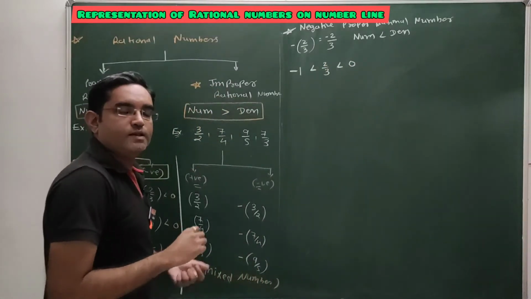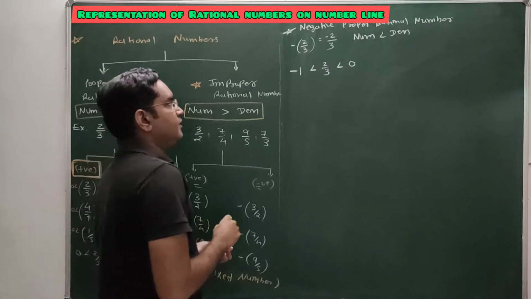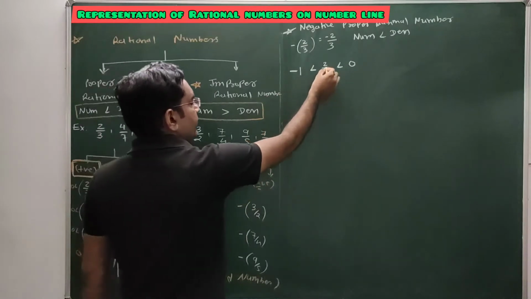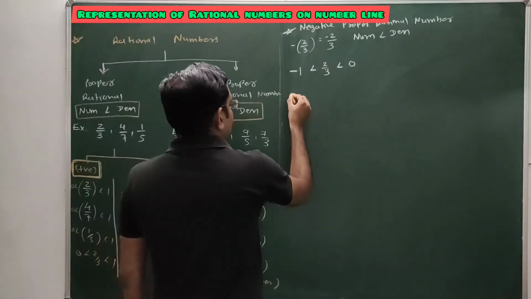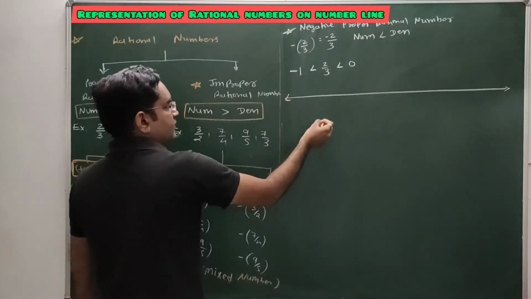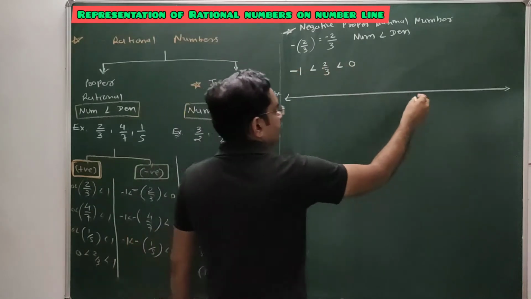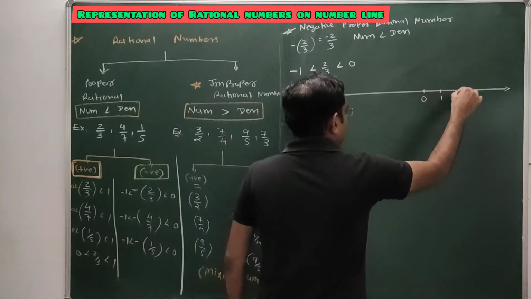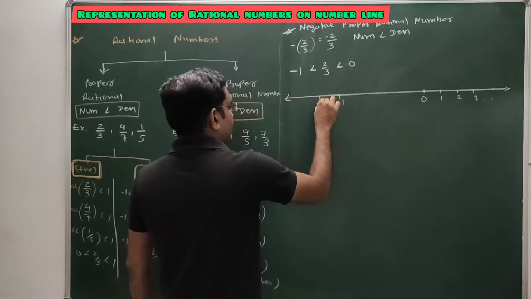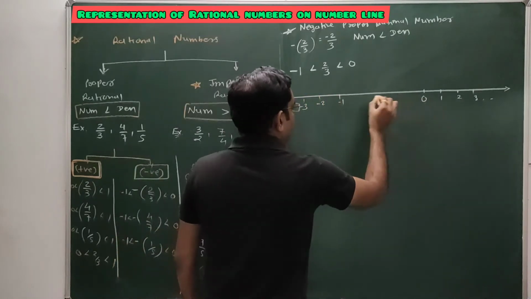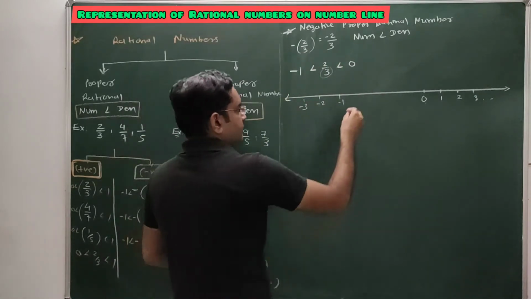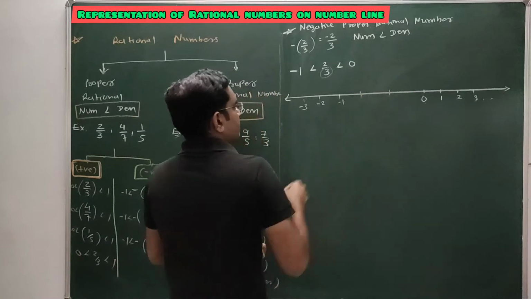The value of minus 2/3 lies between -1 and 0. Done. So now we have to extend our number line between -1 and 0, and that gap must be divided into 3 parts. So draw number line. Same method. Extend number line between 0 and -1. So this was 0, here 1 will come, 2, 3 up to infinite. In the left direction -1, -2, -3, and the gap between 0 and -1 has to be divided equally into 3 parts.